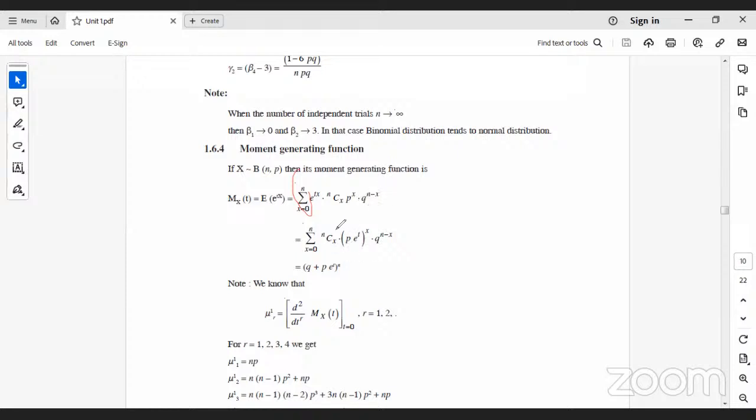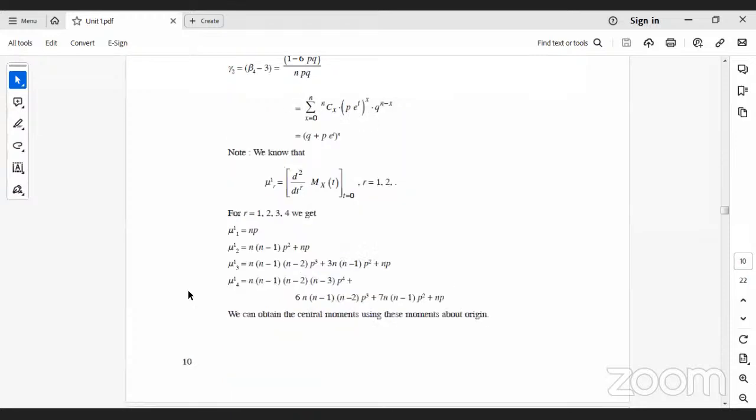Summation of x equal to 0 to n of nCx, p e power t to the x, q power n minus x. So the simplification gives (p plus q e power t) whole power n. This is the basic fundamental formula of the moment generating function here. So we know that mu dash r we take here as d power r by dt power r of Mx(t), at t equal to 0.